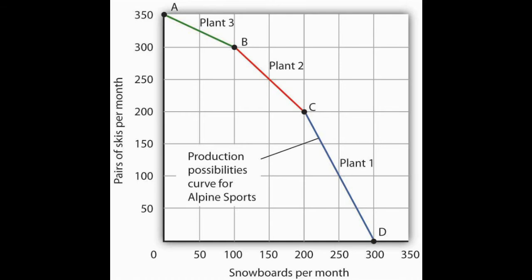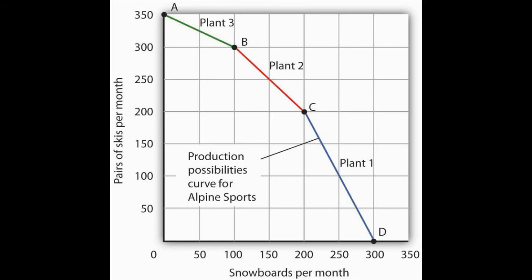All of Alpine's plants have the same total snowboard making capacity. Each can make 100 snowboards at full production. But the entrepreneur is probably interested in transitioning into the snowboard market with the least disruptions and cost to its core business of ski production.